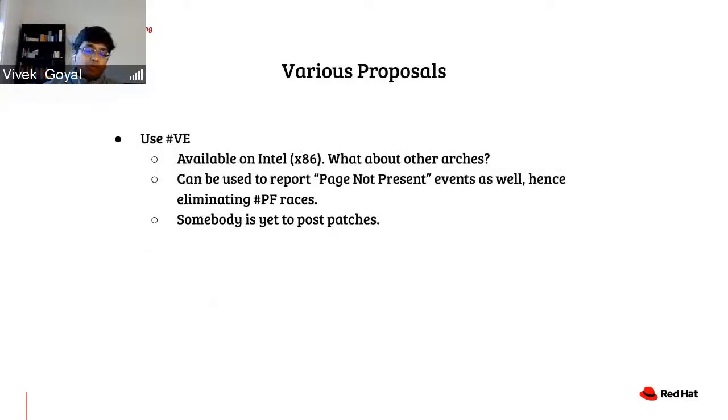The next one, as Vitaly, I think, referred to briefly, is the virtualization exception. So there was another proposal. The Intel platform has this exception. Can we make use of this to report the errors back? And not just the errors. Once we have a good race-free way to report it, we can even send the page not present events as well using this. But the concern here is it is only available on Intel.